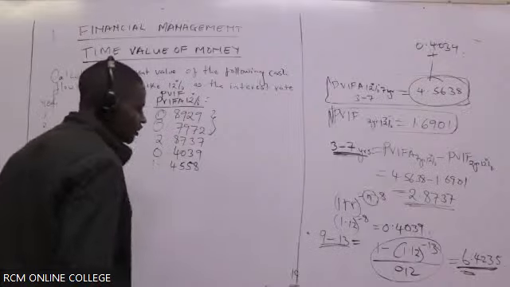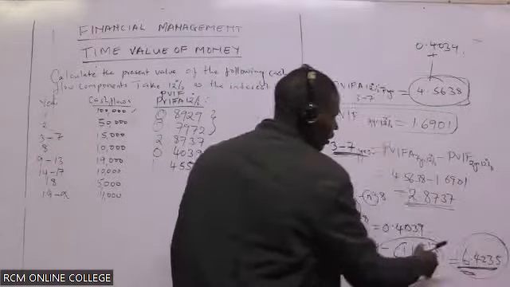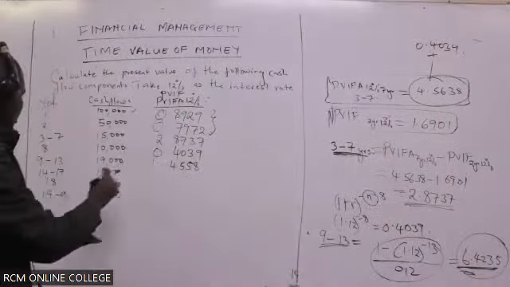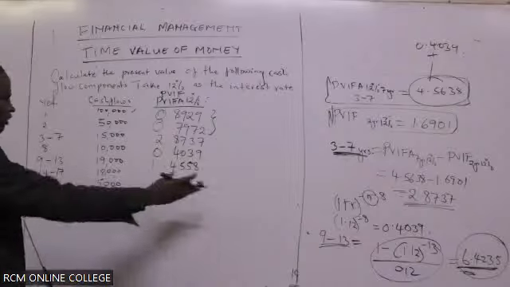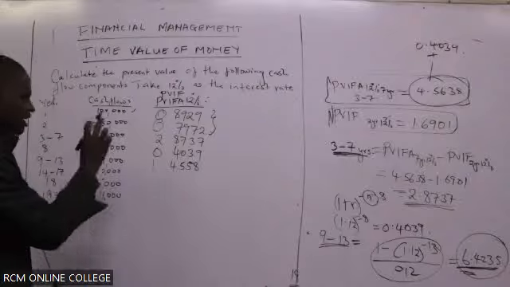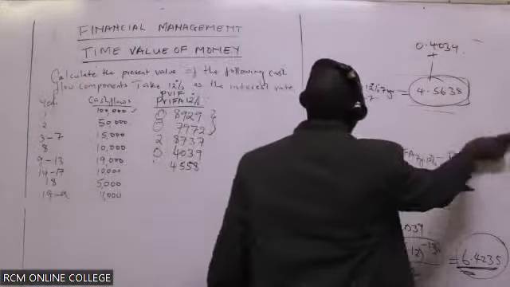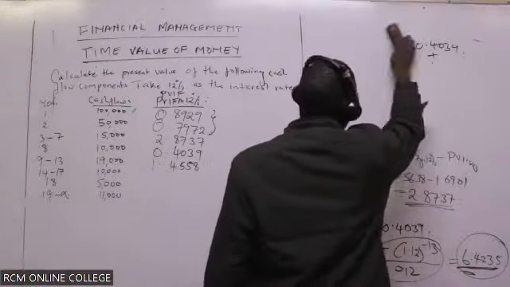14 to 17. Still we are having a range here. Since this one is for 13, this is what I will subtract. So I will subtract 6.4235. Get the PV for 17 years.